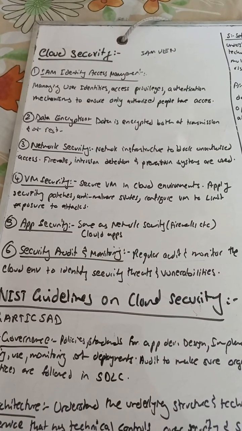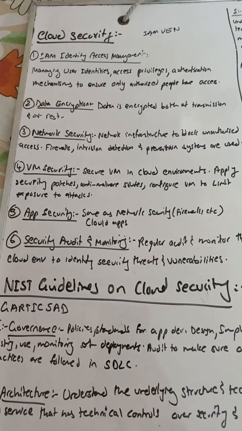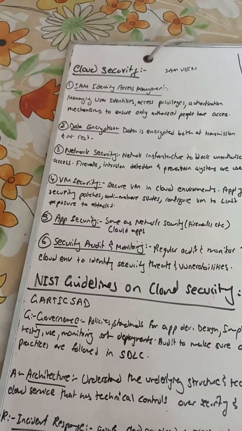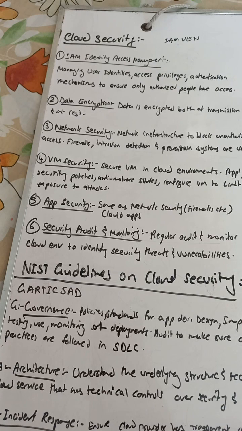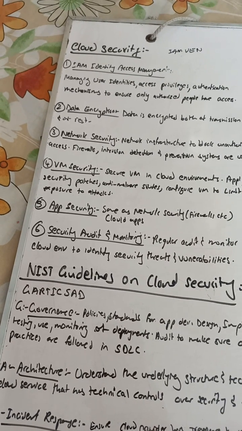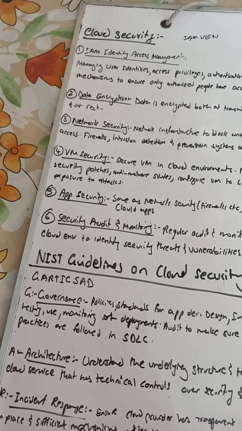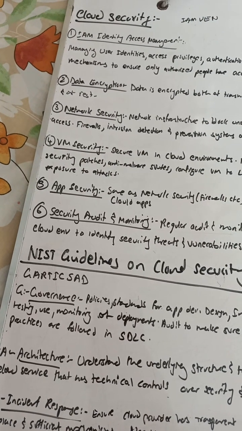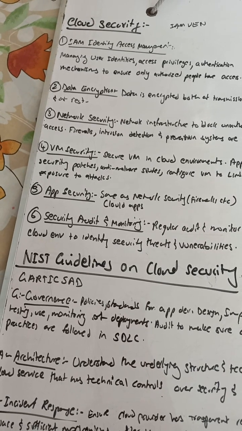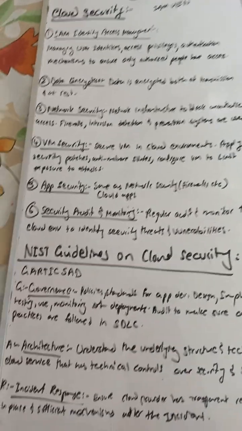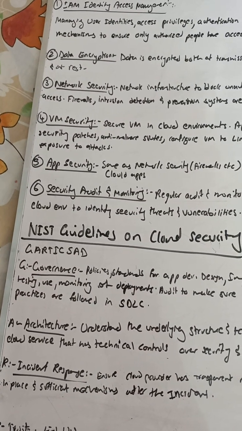Then you have A, which is what again? So A for application security. So I'll get to application security afterwards, and then M for security audit and monitoring, which basically means that you want to monitor and have regular audits of your cloud environment to make sure it is working properly, to have proper risk management solutions, and to make sure that you can identify the security threats and vulnerabilities.